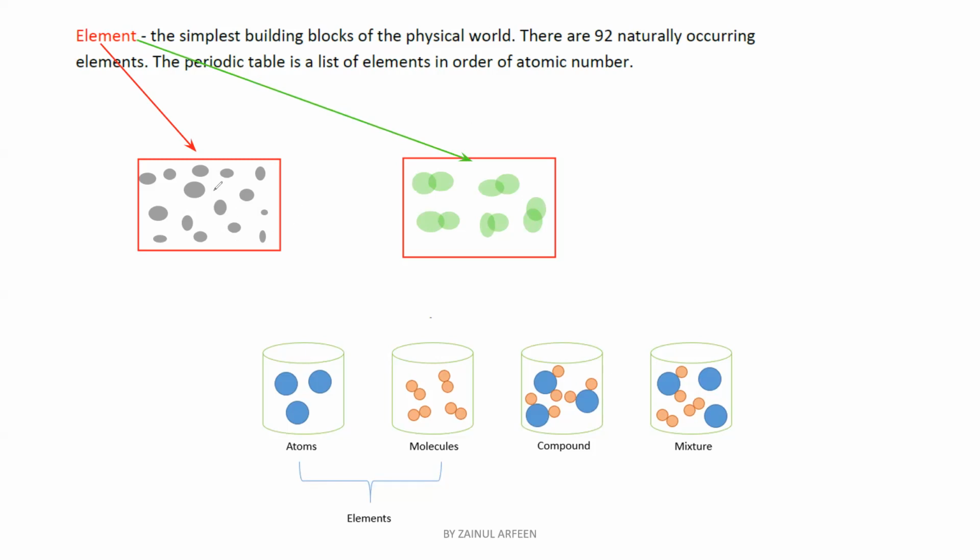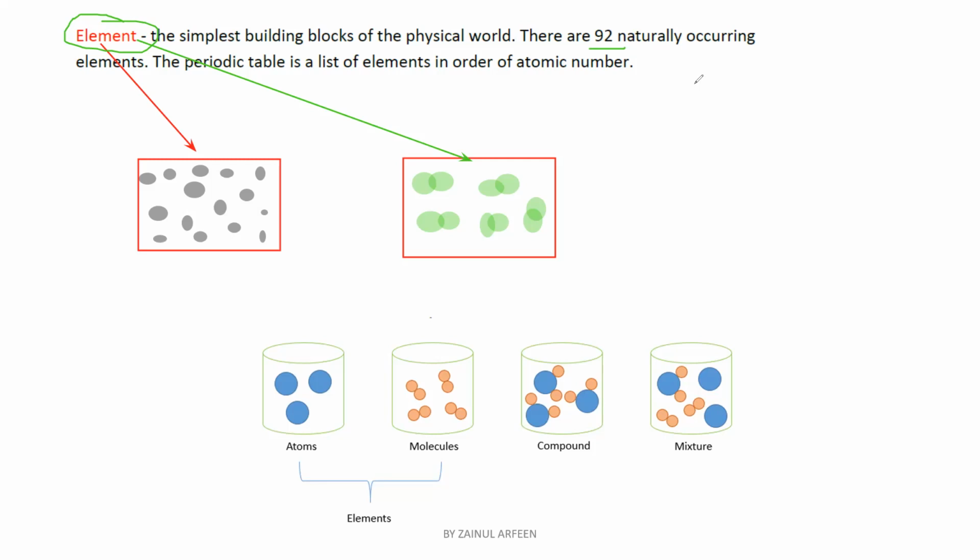So both are examples of an element. When identical atoms join together, we call it an element. When identical molecules, in which atoms are also identical, come together, that also makes an element. It is the simplest building block of the physical world. There are about 92 naturally occurring elements. In nature, 92 elements exist, and some elements are man-made, artificial. They are not present in nature; we just create them by different techniques. Is the concept of element clear?